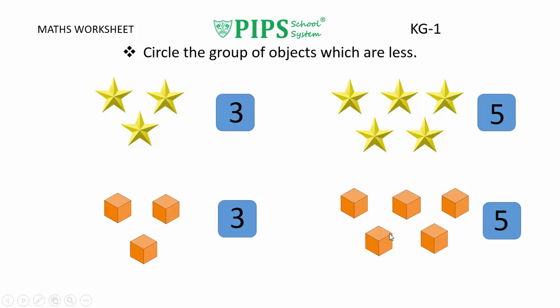So KG1 students, do you know which group has less objects? The first group has less objects. Now we will circle them like this.